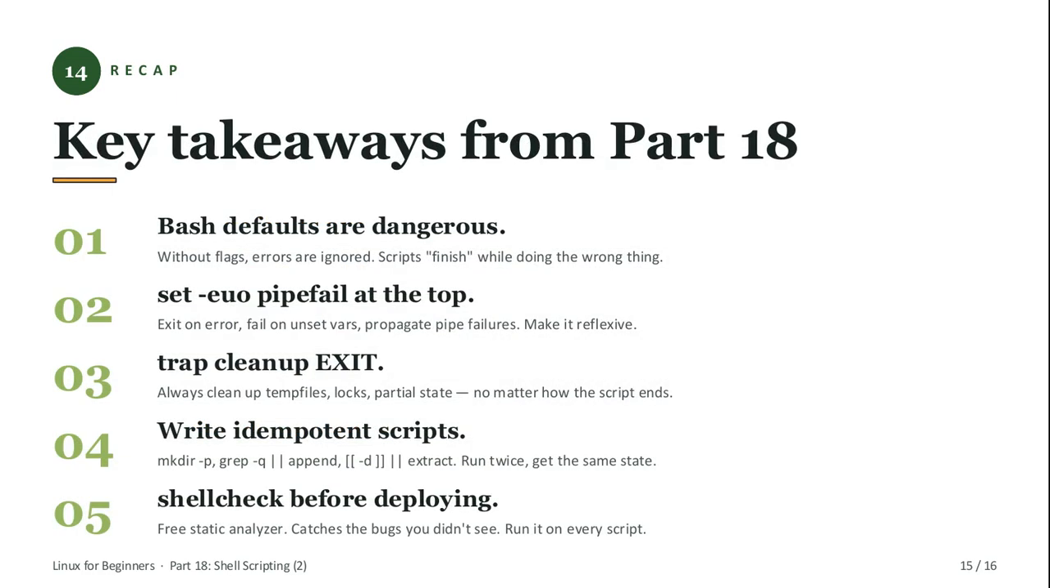And if you want the even shorter version, here are the five mental shifts from this part. Bash defaults will quietly lie to you, so set -euo pipefail makes the shell honest. Trap cleanup on exit so your script leaves no mess behind. Write things idempotently, mkdir -p, grep -q before appending, so a second run never breaks the first. And let shellcheck catch what your eyes won't. Five habits, and your scripts grow up.